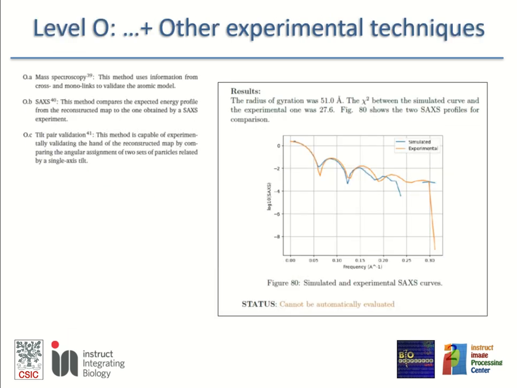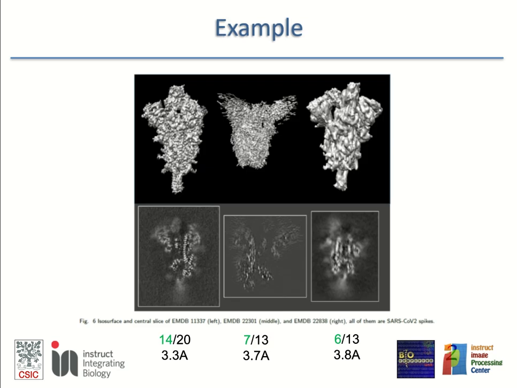And you can compare to other experimental techniques, so you can compare to mass spectrometry, to SAXS. You can do tilt-pair validation, and then for instance here is a comparison of the experimental SAXS curve and the simulated SAXS curve, and they should agree. And here you have some examples.